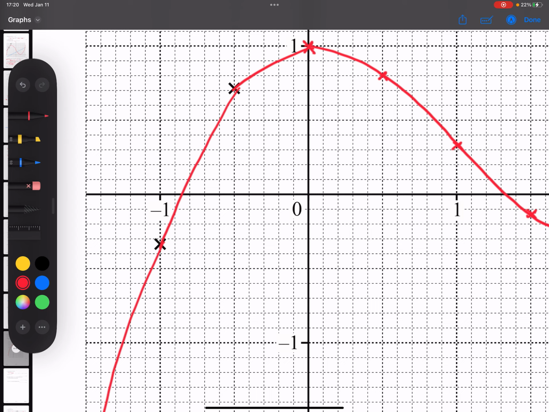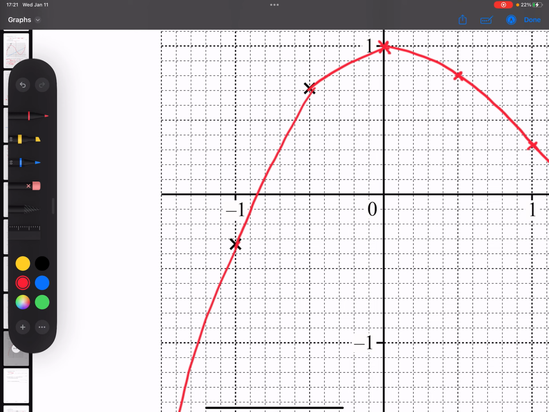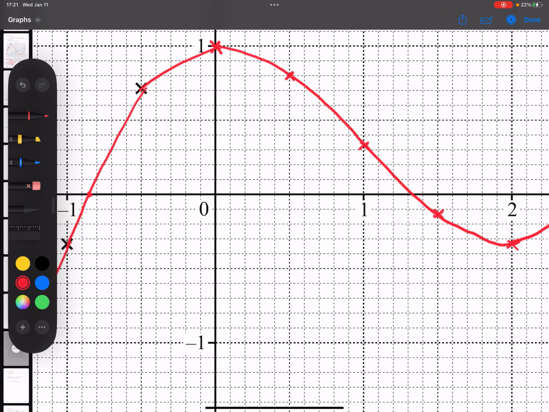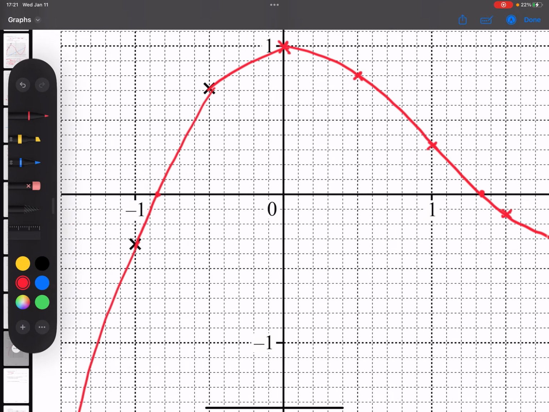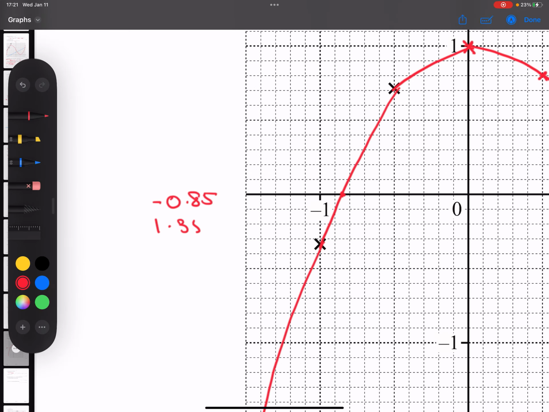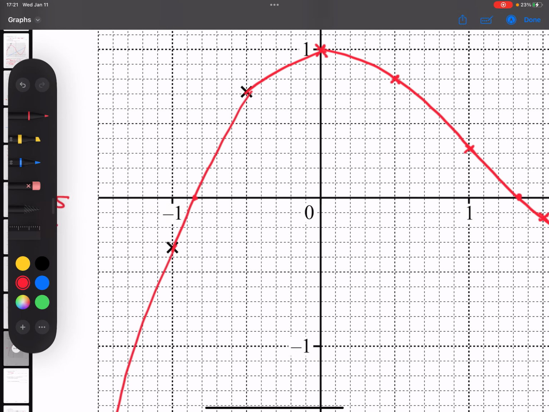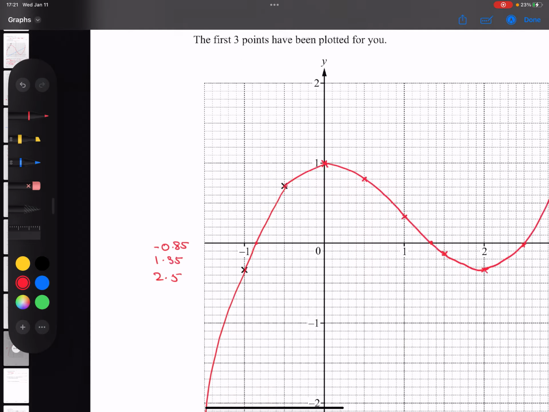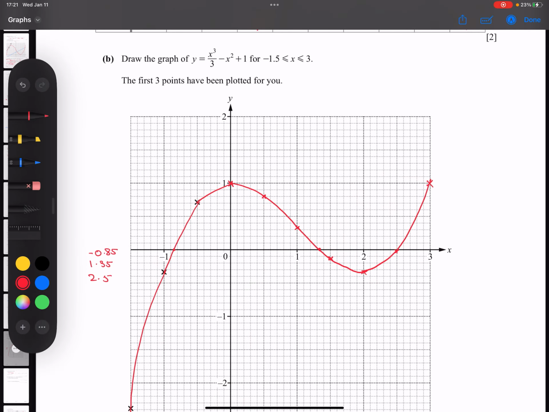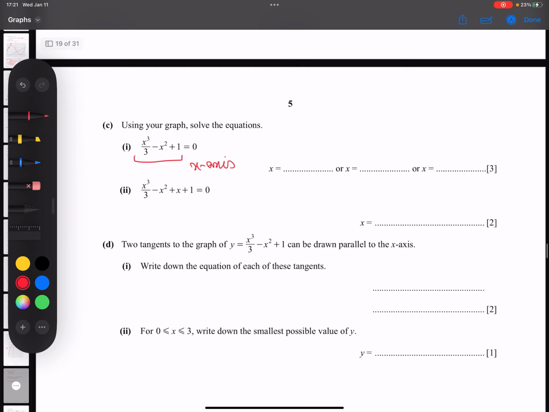This is the first point. Here, each one is 0.1, so that's negative 0.85. That's the first point of intersection here. Then 1.1, 0.2, 0.3, 0.35, so 1.35 is the second answer. Third answer is 2.5. So these are my three answers: negative 0.85, 1.35, and 2.5.